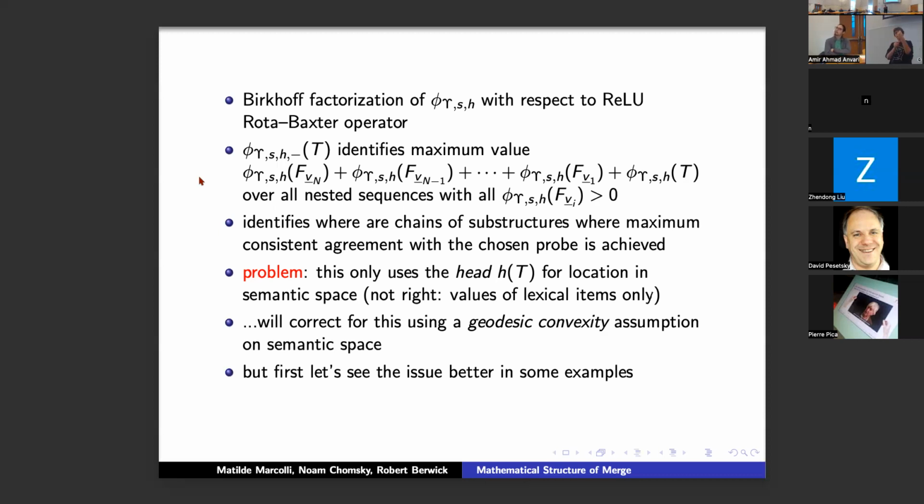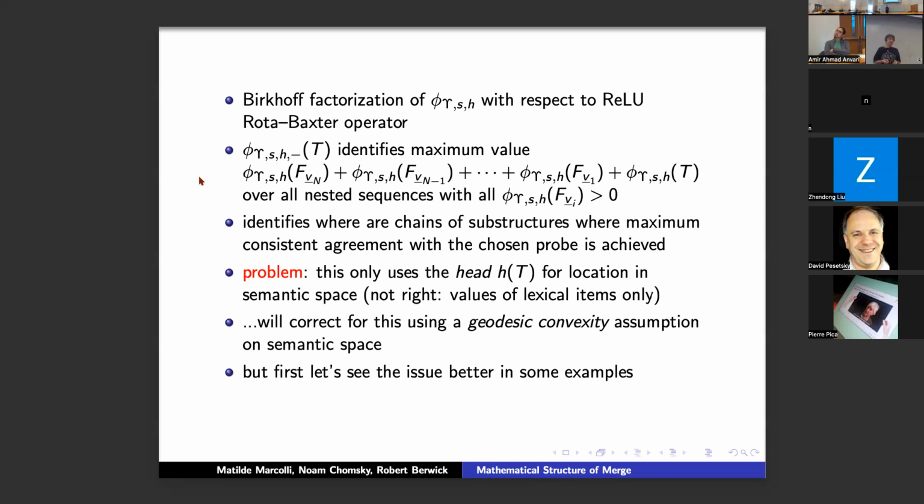on a sequence of substructures, because of this recursive definition of this factorization, it's looking at chains of substructures. It's identifying for me the longest chains of substructures that will all maintain the agreement with the probe that I'm using. So this means that if disagreement happens somewhere, you're checking where it's happening, and you're trying to identify the longest structures that maintain agreement.